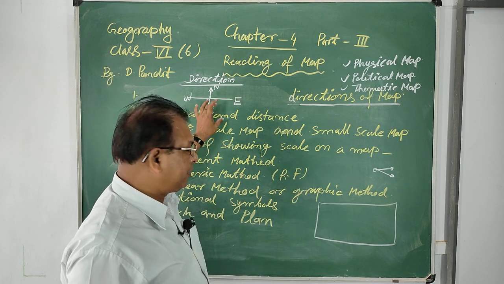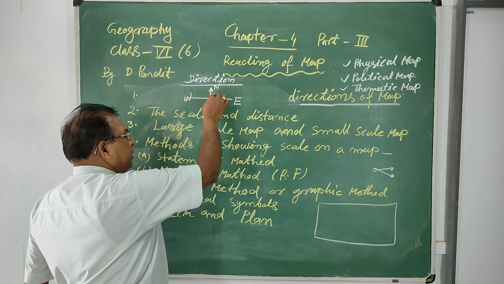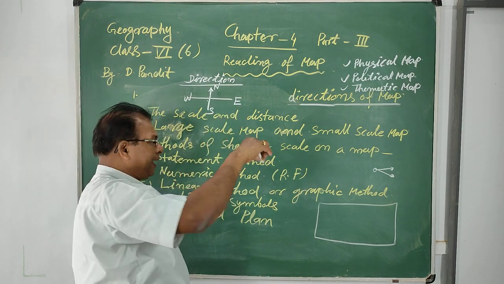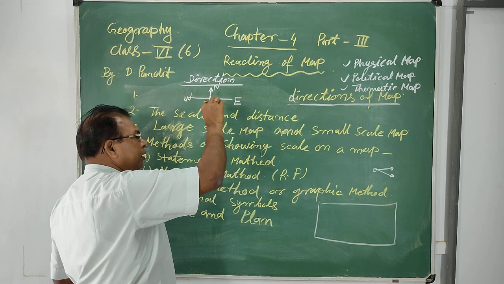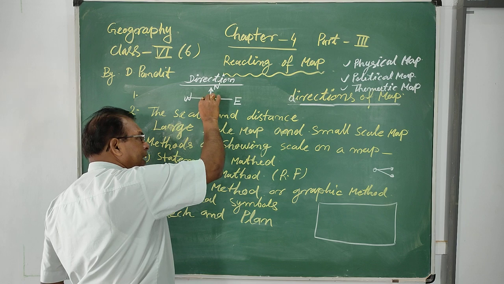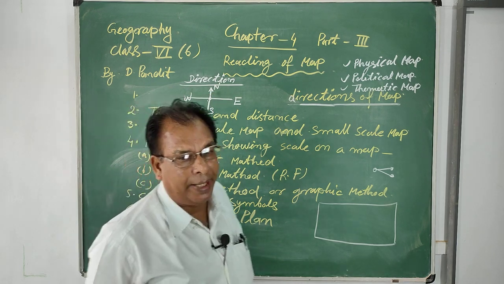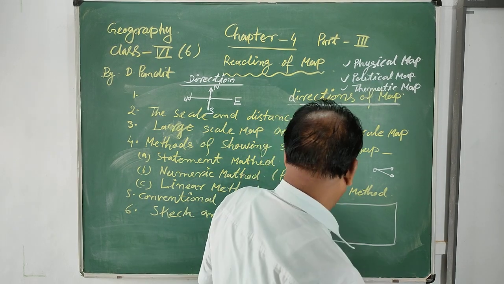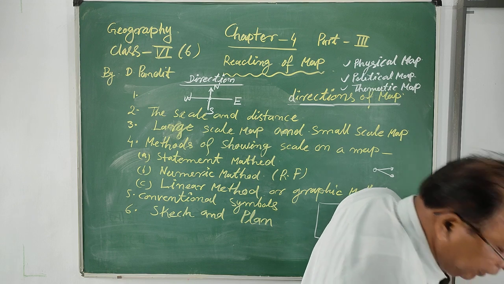So these 4 directions are known as the coordinate directions. When the 4 directions are joined in the center, this center is known as the coordinate point.